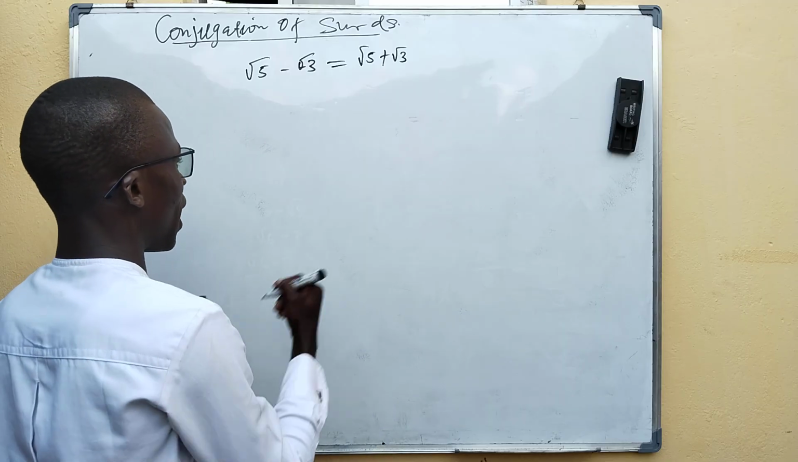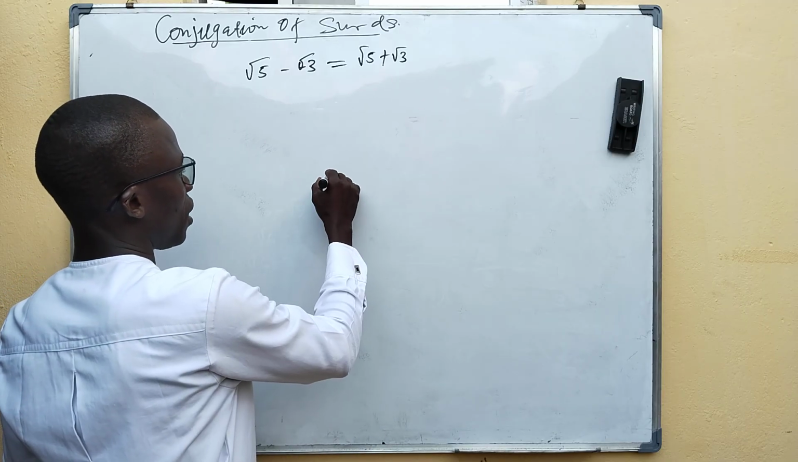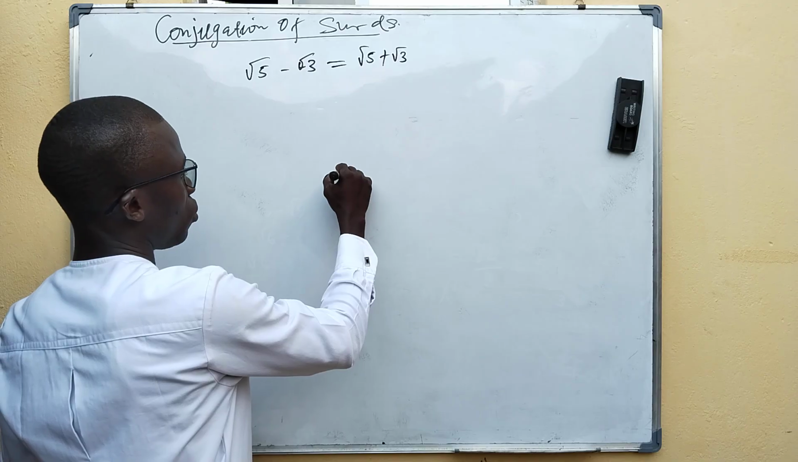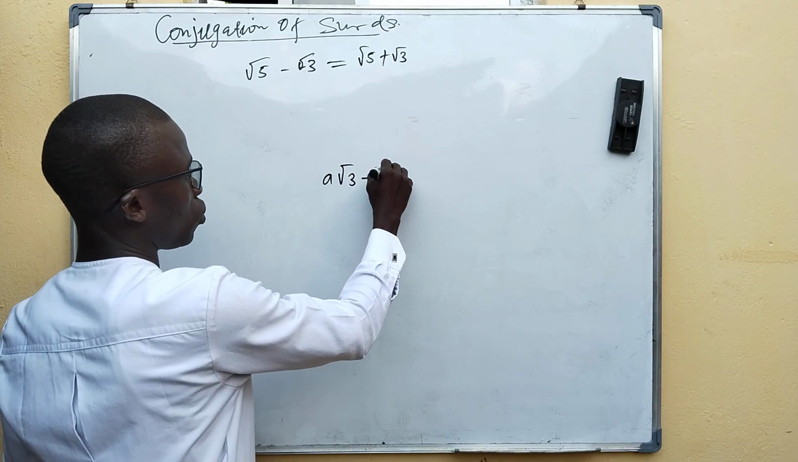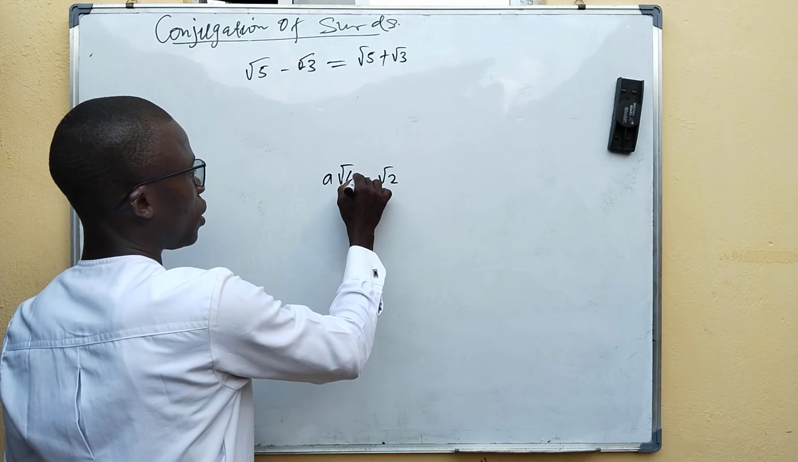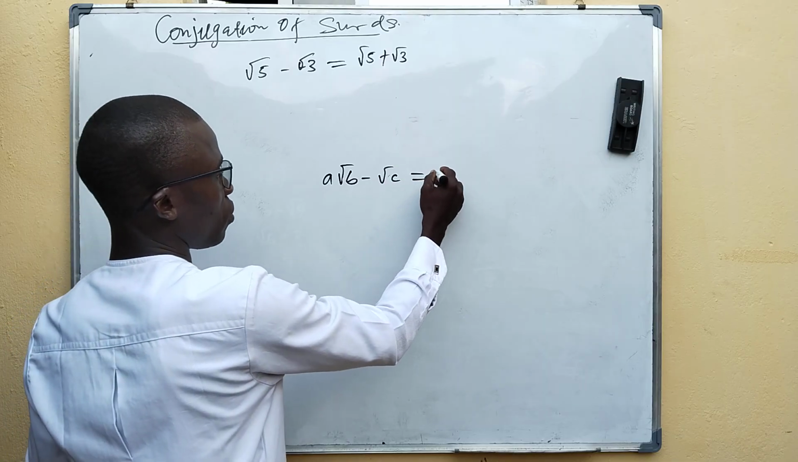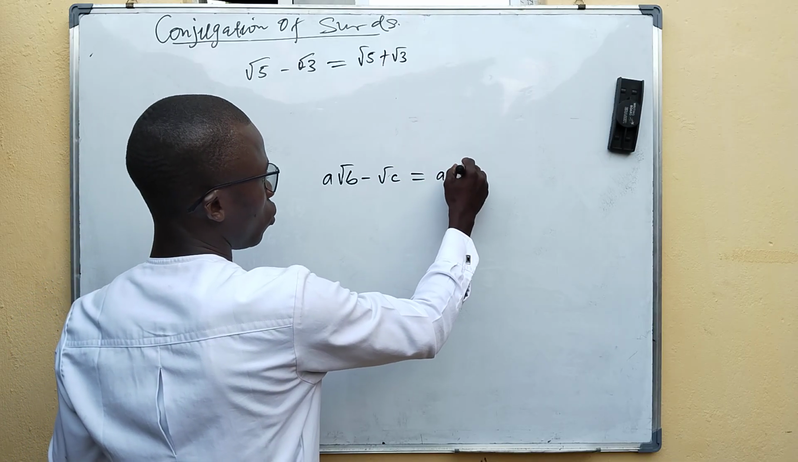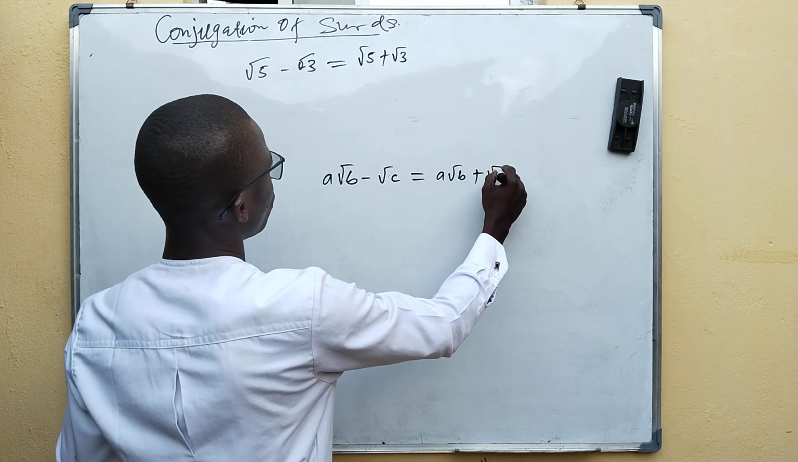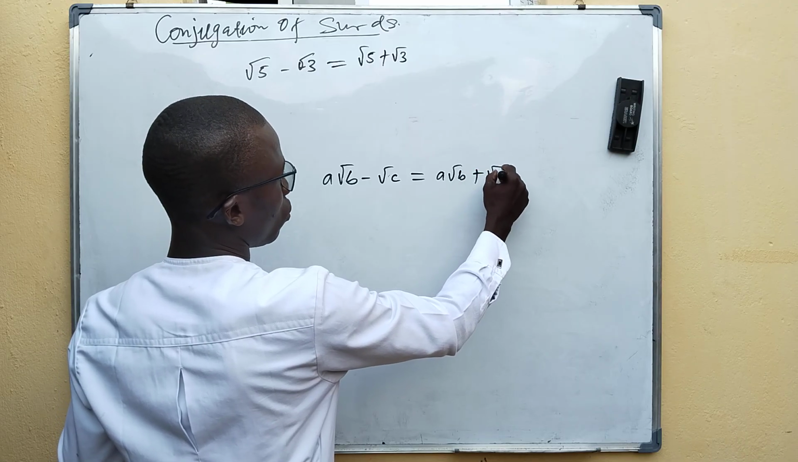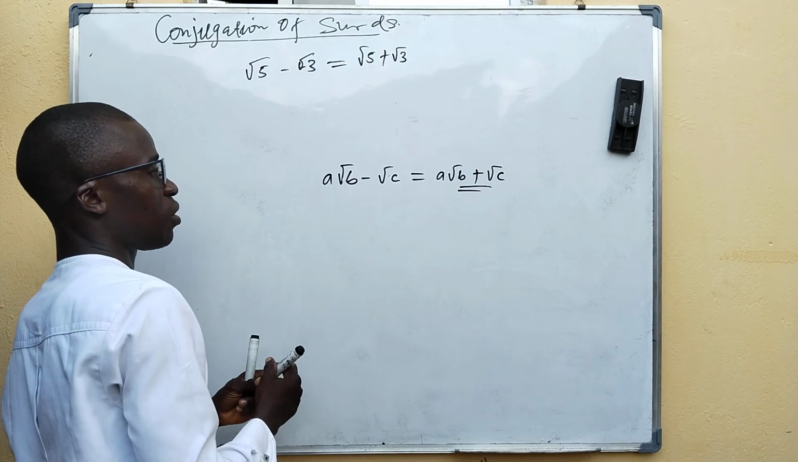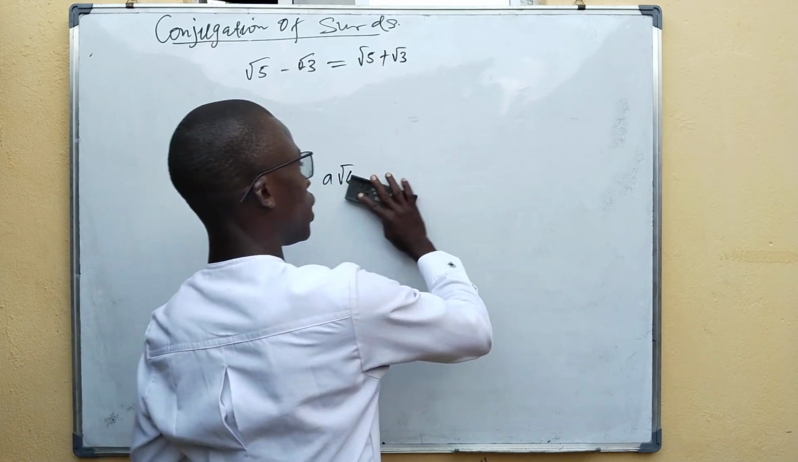Okay, so if I have a root b minus root c, the conjugation of this will give you a root b plus root c. So this is what I meant about conjugation, just to change the sign.